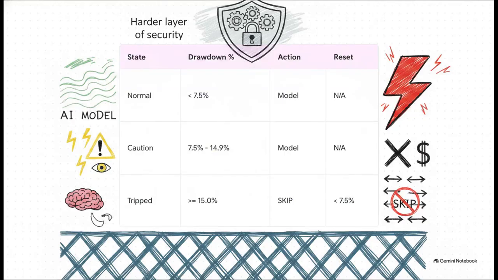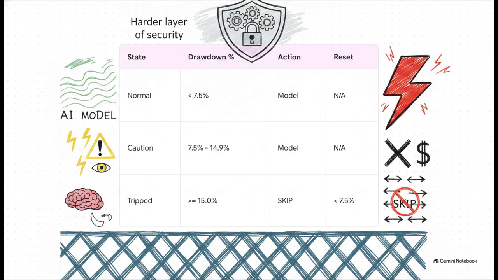And that feeds right into an even tougher layer of security, the stop-loss circuit breaker. If the session drawdown is under 7.5%, we're in normal operation. The AI calls the shots. Between 7.5% and 14.9%, it drops into a caution state. But look closely at that bottom row. If the drawdown hits 15%, boom, the circuit breaker trips.